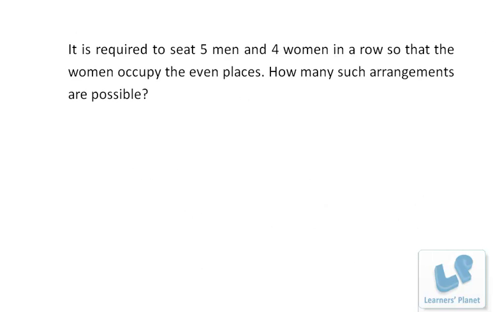Further, let's take this problem. It is required to sit 5 men and 4 women in a row so that the women occupy the even places. How many such arrangements are possible? That means in this case we have to make these 9 people sit. So I just take 9 places: 1, 2, 3, 4, 5, 6, 7, 8 and 9. Now I have 4 women and they have to sit at the even places. That means this and this, right? So these 4 positions are reserved for women, right?